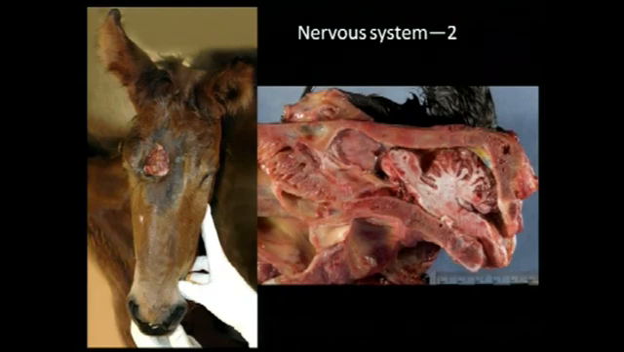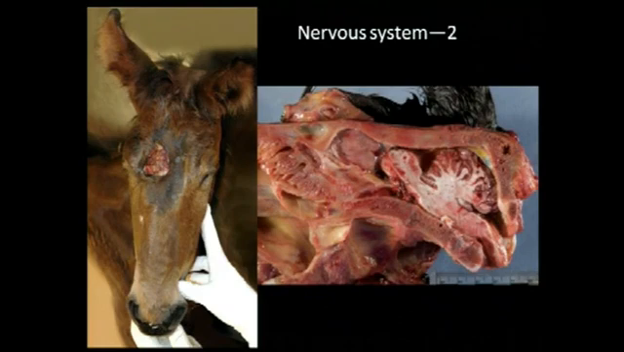Nervous system, slide 2. The picture on the left shows the face of a foal. This foal was about a week old. And the lesion that we are depicting in this picture is the appearance of a hernial sac on the forehead of this foal, almost right between the eyes. And the foal was diagnosed with a meningoencephalocele by the clinicians and euthanized.